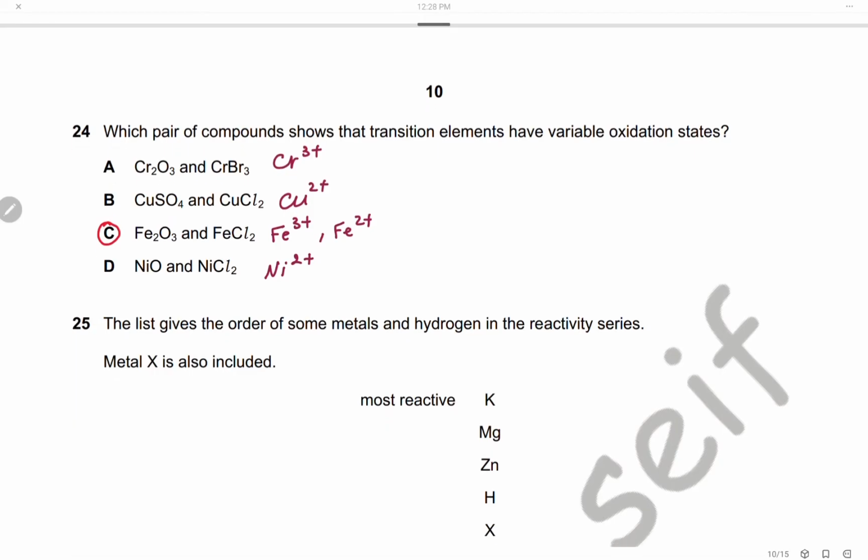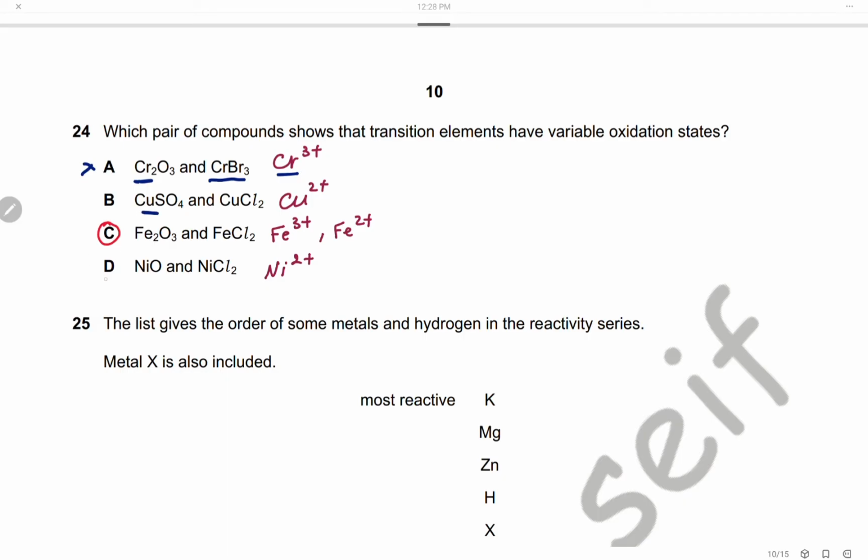Question 24. Which pair of compounds shows that transition elements have a variable oxidation state? Here we have to check the oxidation number of each metal in the two compounds. First, chromium oxide, here the chromium has a +3 charge, and in chromium bromide it also has a +3 charge, so there is no change in oxidation state here.